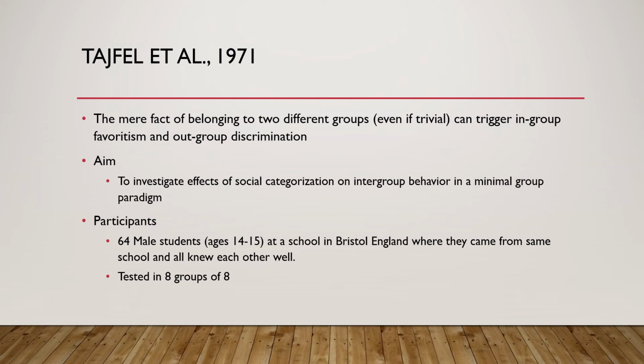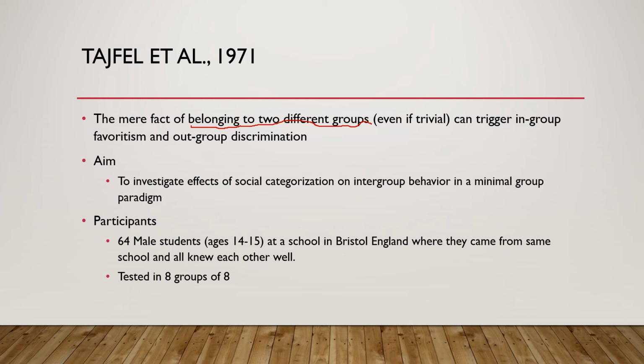So this leads us into our first study for today. This is from Tajfel, the man who created or helped create this theory. This is a study from 1971. And the main understanding behind this is that the mere fact of belonging to two different groups, even if they're along trivial lines, right, like factors and characteristics that wouldn't be cared about outside of this particular situation, can trigger in-group favoritism and out-group discrimination, right? So even in unimportant things, this can lead to some of these symptoms of society that we've talked about here.